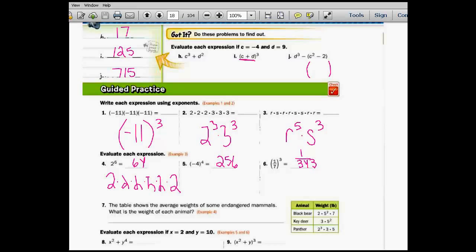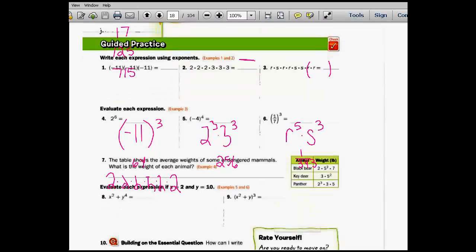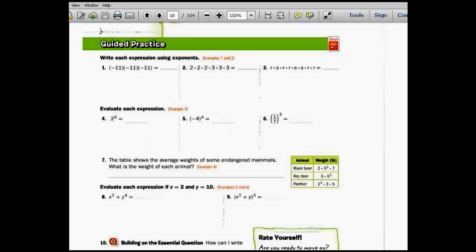Let's skip to number 8. X squared plus y to the 4th. X is 2, y is 10. So we've got 2 squared, 2 times 2, 4, plus 10 to the 4th. That would be a 1 followed by 4 zeros. 10 times 10 times 10 times 10. Got 4 of them. So that would be 10,004 would be your answer.